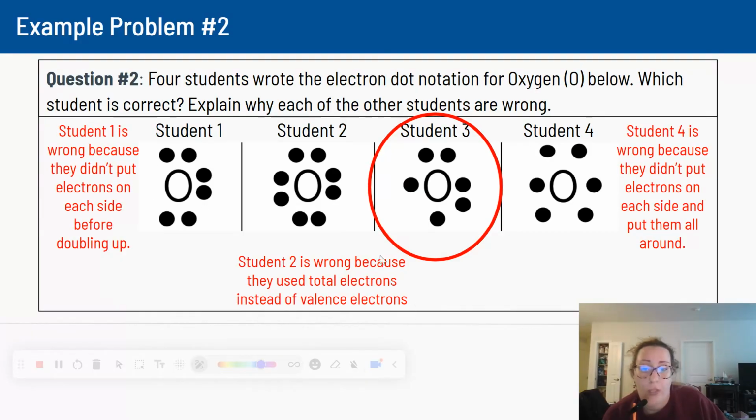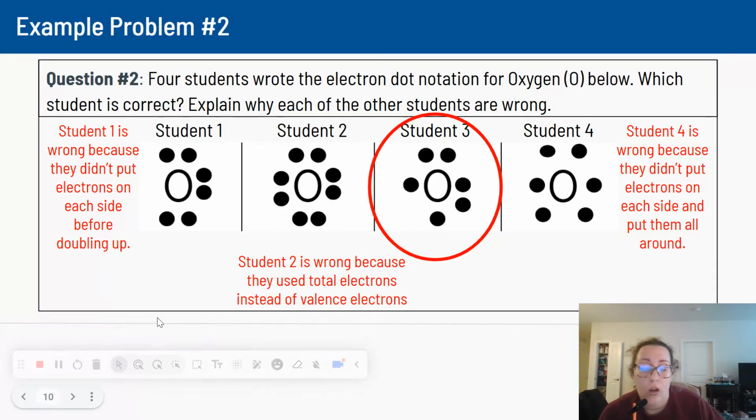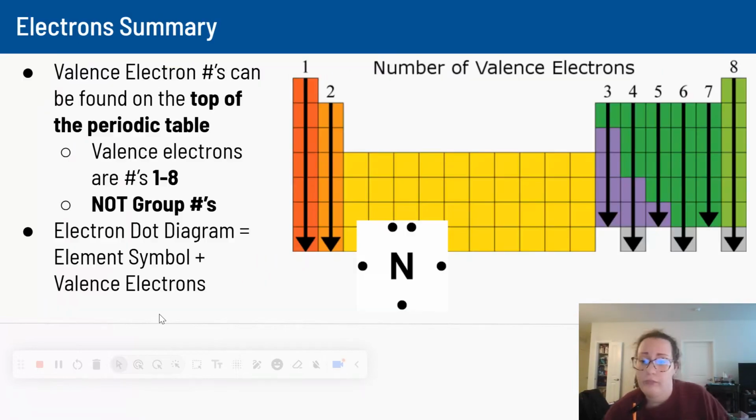So that one's wrong. Student 2 is wrong because they have 8 valence electrons. Now, the atomic number for oxygen is 8. They use the total electron number instead of valence electrons, which is wrong. You'll never have more than 8 valence electrons. And then 4 is wrong. Even though they have the right number of valence electrons, they just put them around oxygen. They didn't put them in any order, which we know is incorrect. If you got this question wrong, make sure you correct it so that way you have a correct reference to look back at when you need your notes.